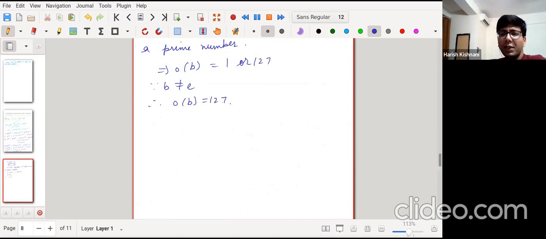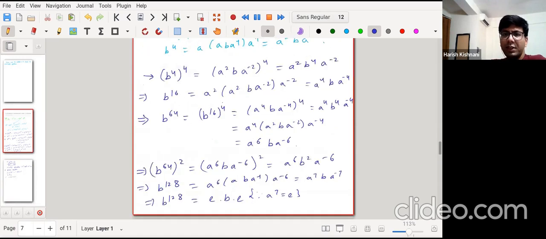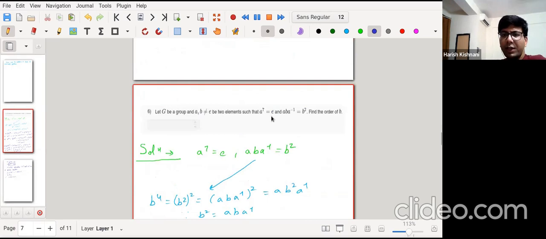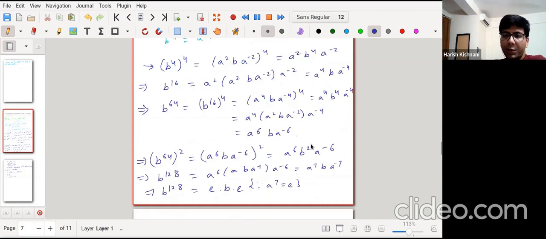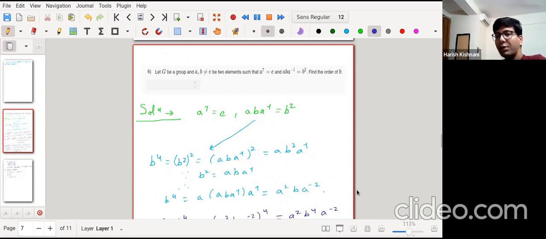Okay, this question is very common in many small exams. You can see this kind of question again and again. Generally, you find a raised to 5 equal to identity and a b a inverse equal to b square, and you are asked the order of b. The process is the same. If it had been a raised to 5 equal to identity, then we would have tried to make it a raised to 5 b a minus 5, and here you would have some power of b. So the idea is similar whether you have a raised to 5 equal to identity or a raised to 7 equal to identity. The order of b will change accordingly, definitely.